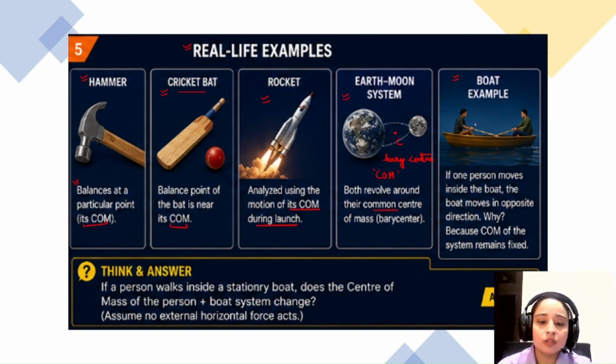Another example that you can see is the boat example. If two people are sitting in a boat and one person walks forward, then what happens to the boat? It will move backward. Why? Because there is no horizontal force acting on the system, and its center of mass is also fixed.